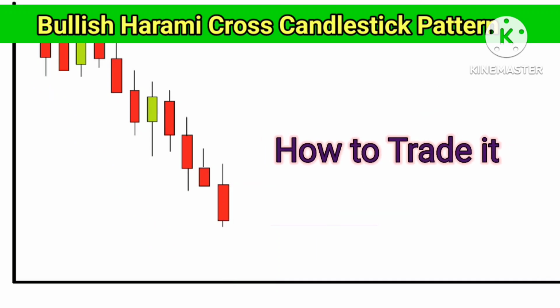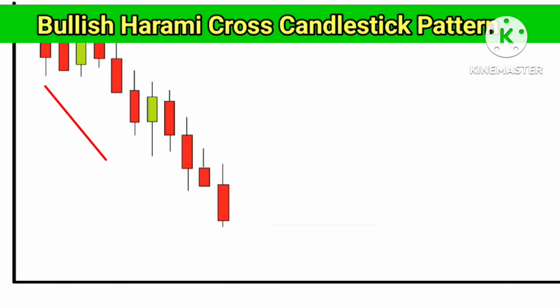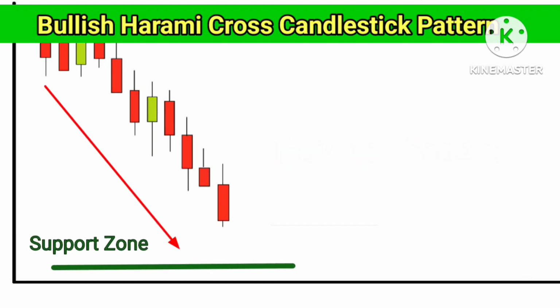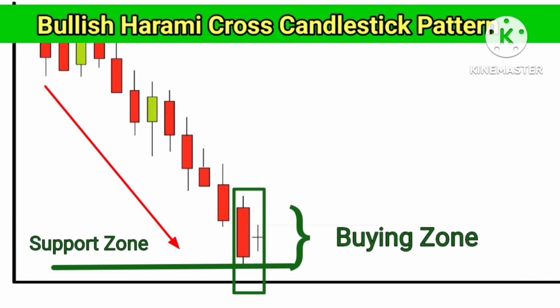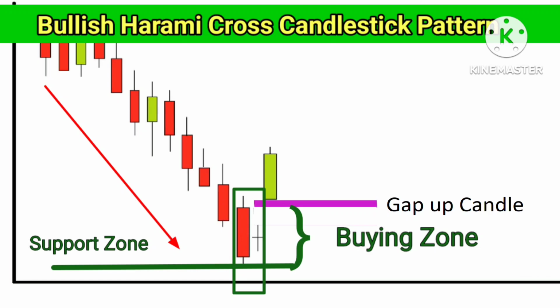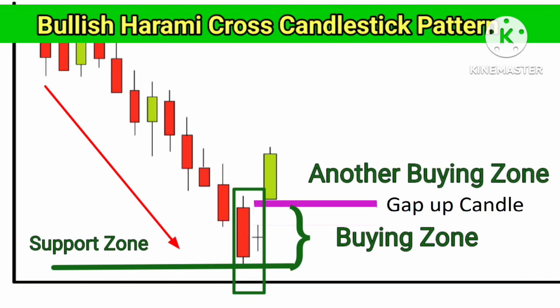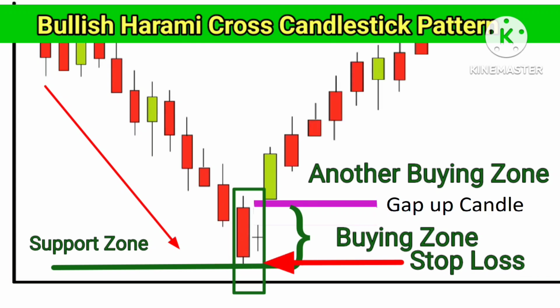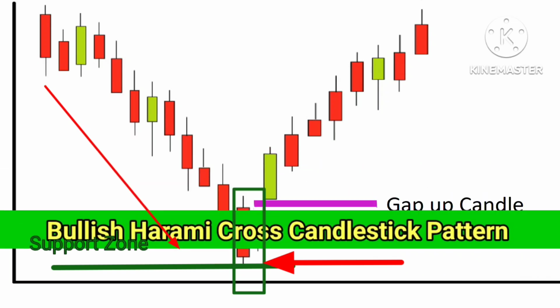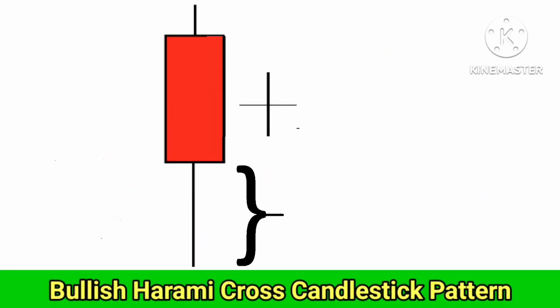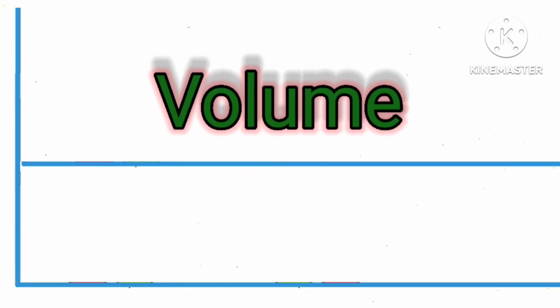Let's see how to trade it. After the price comes down and it is near any support zone and the price forms a bullish Harami cross pattern, then one can plan a buy position here. And if the next day with a gap up a green candle emerges and the price does not come down, then you can buy here also and put a stop loss at the low of the bullish Harami cross pattern, and as the price goes up one can book the profit. Make sure the lower wick of the red candle should not be too long, otherwise you have to put a big stop loss.